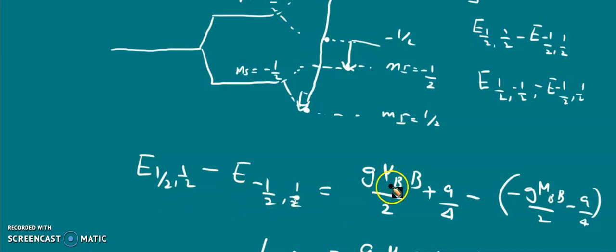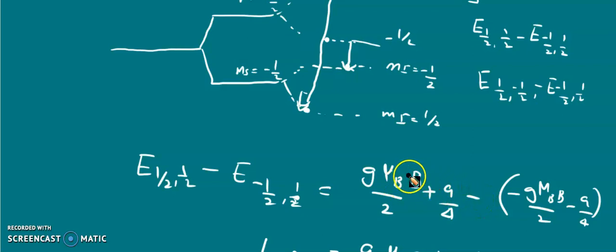equal to g mu B by 2 plus A by 4 minus of minus g mu B by 2 minus A by 4. So the minus minus will be plus, and for A by 4 also minus minus will be plus. So g mu B by 2 plus g mu B by 2, 2 times g mu B by 2 is g mu B, and A by 4 plus A by 4, twice A by 4, which is A by 2. So the energy of that line is equal to g mu B plus A by 2.